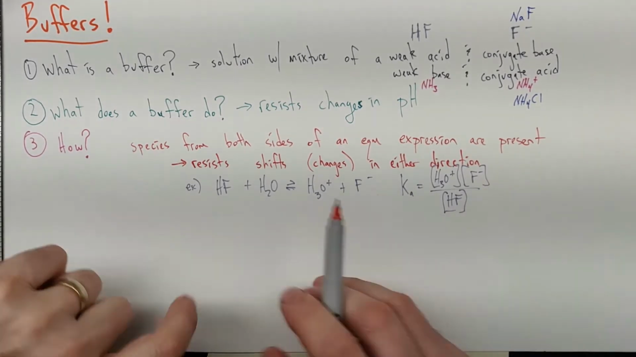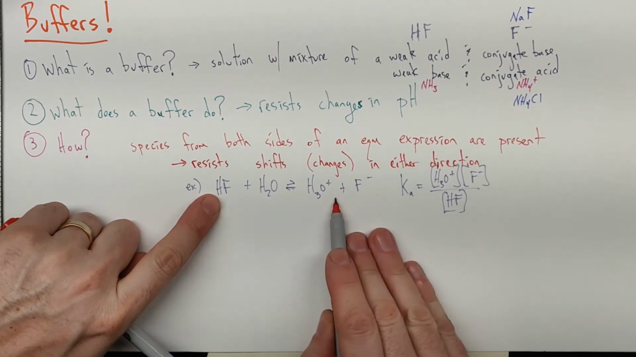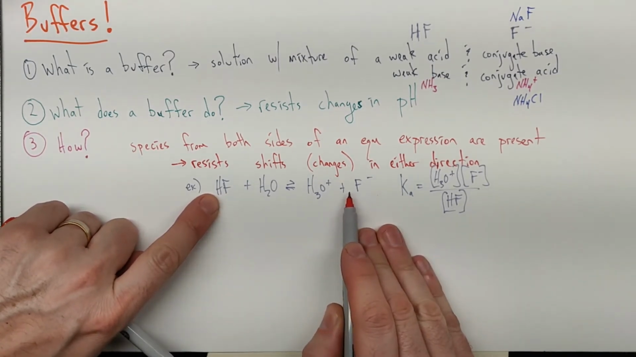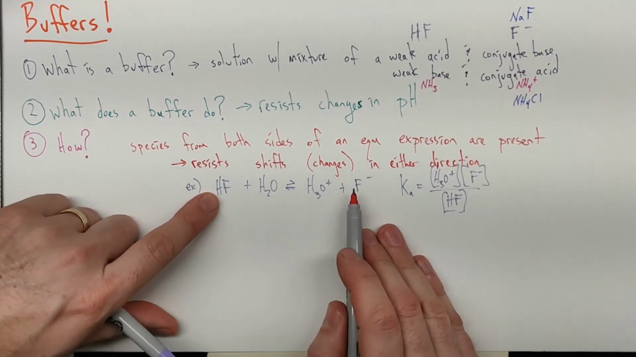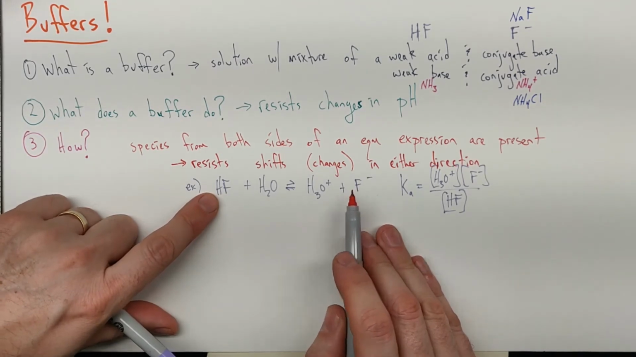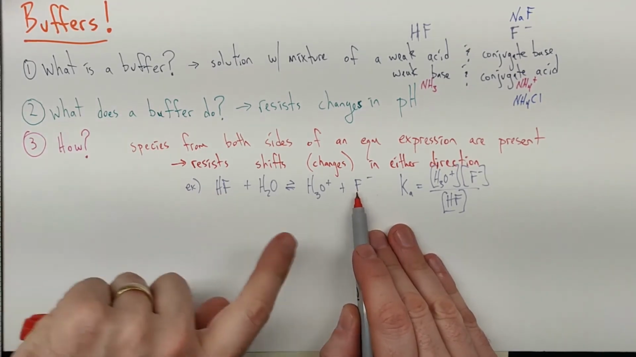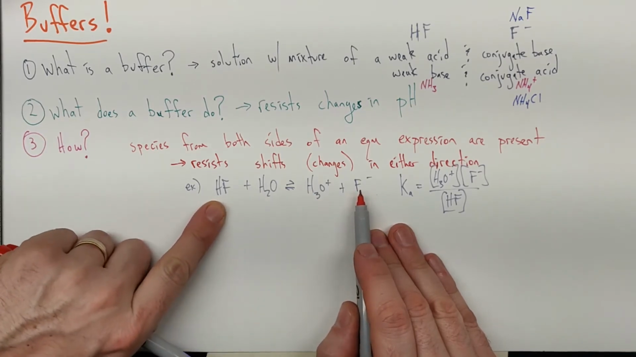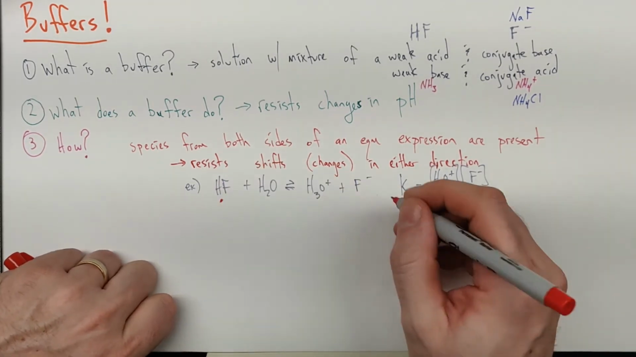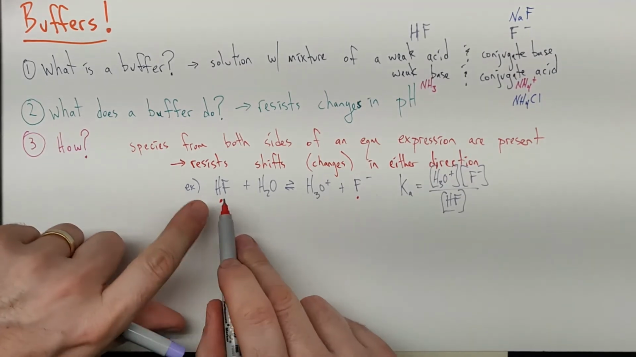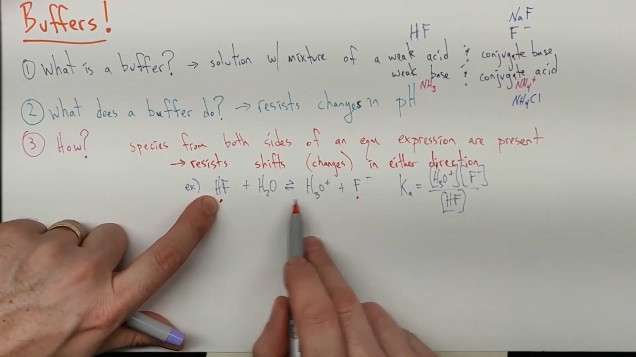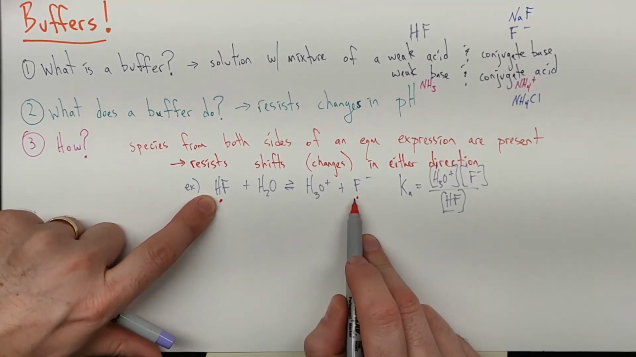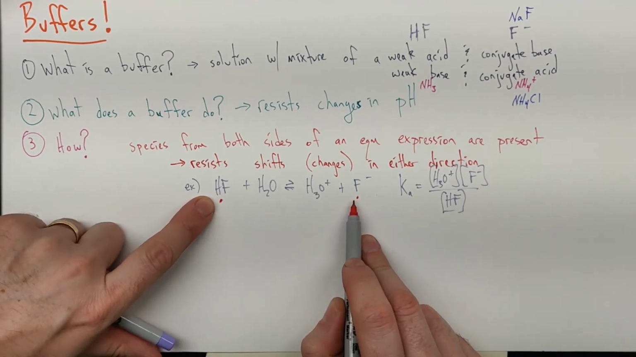If you just start out with some amount of HF, there's very little resistance to a shift in this direction. Q is really far from K if we talk about it in terms of equilibrium. If you have just F minus, there's very little resistance to a shift in this direction. But common ion effect says you've got something here and you've got something here already, which means there's going to be more resistance to a shift in that direction. Q is closer to K and it's not as favorable.